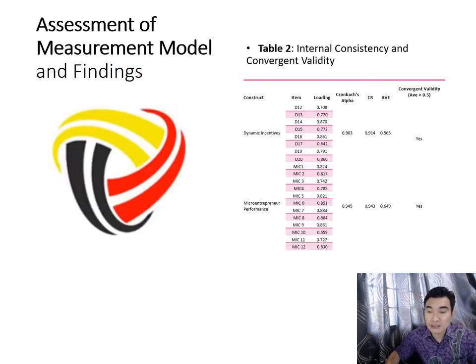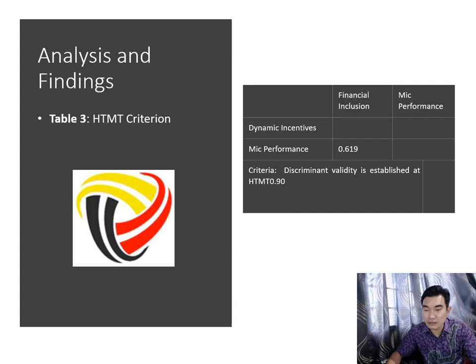For the measurement model, internal consistency and convergent validity, dynamic incentive Cronbach's alpha is 0.983 and micro entrepreneur performance Cronbach's alpha is 0.945. Then the CR for dynamic incentive is 0.914 and the CR for micro entrepreneur performance is 0.943. For convergent validity, the average must be more than 0.5. That is good for dynamic incentive, 0.565, and micro entrepreneur performance is also good, with an average value of 0.649.